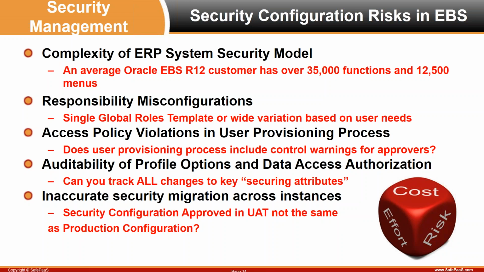First, probably the most obvious one, is the complexity of the security model. If you've looked under the covers on R12, and this is something I did a year or two ago, I found 35,000 functions and 12,500 menus. It's probably gone up from that. As you all know, Oracle hardly ever removes anything from the FND tables; they always add to it. So there may be many functions that are dormant from your previous release, or just unused because you don't have a specific module, in manufacturing, let's say, but Oracle is still shipping you all those functions. So the risk is at that complexity level.